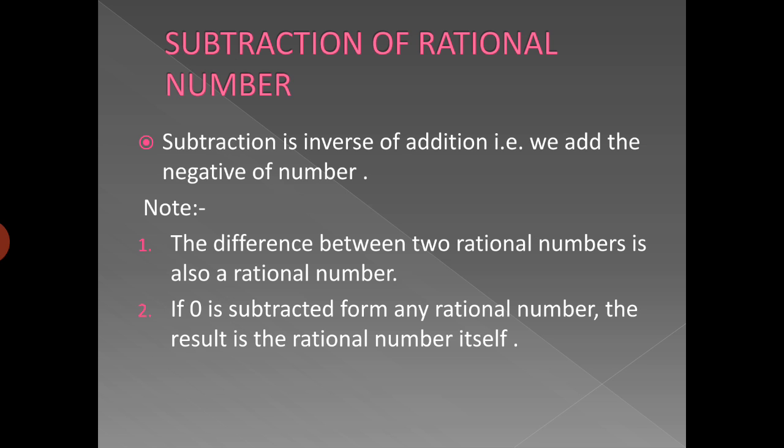If 0 is subtracted from any rational number, the result is the rational number as it is.